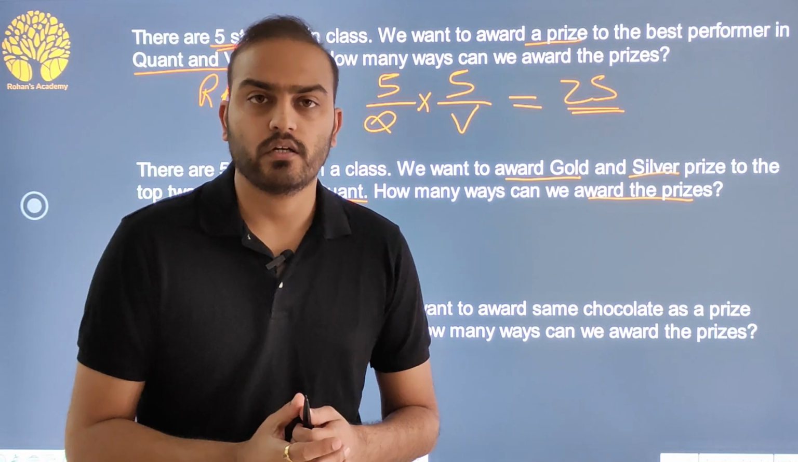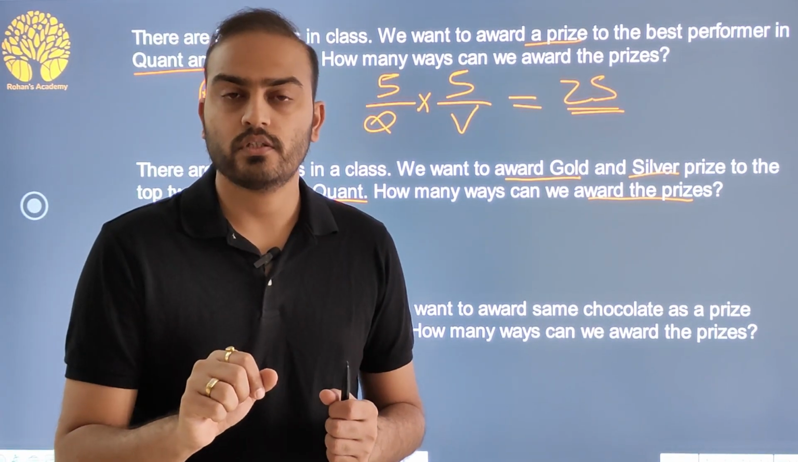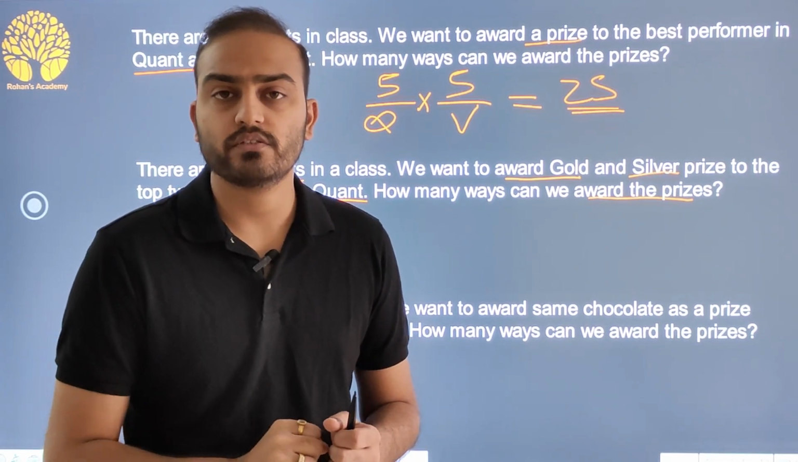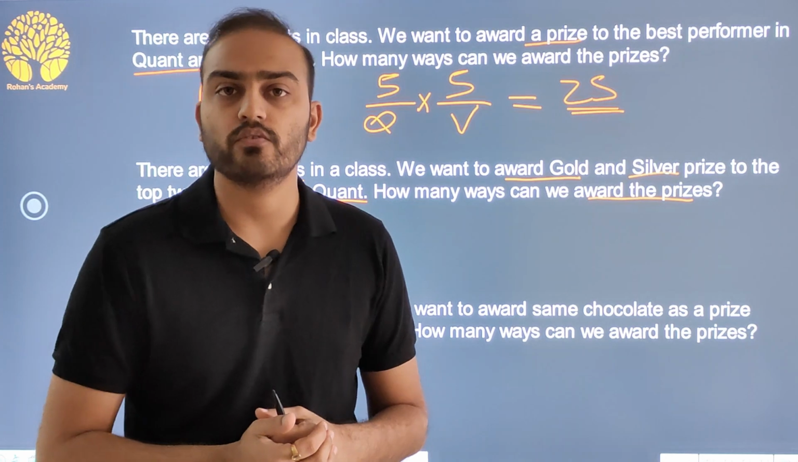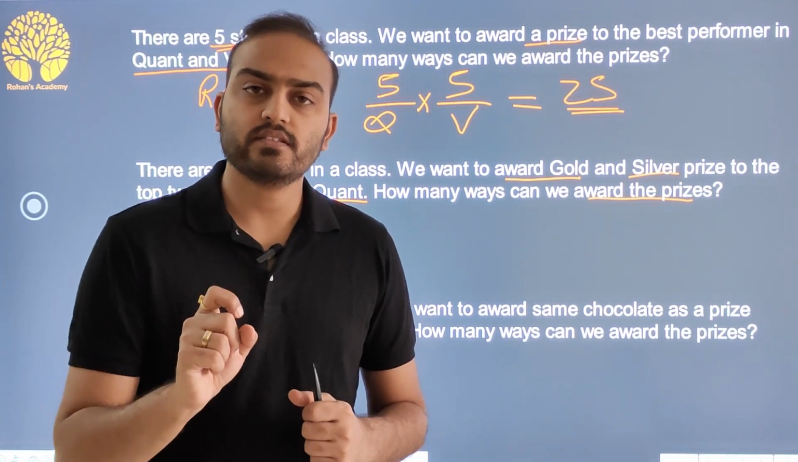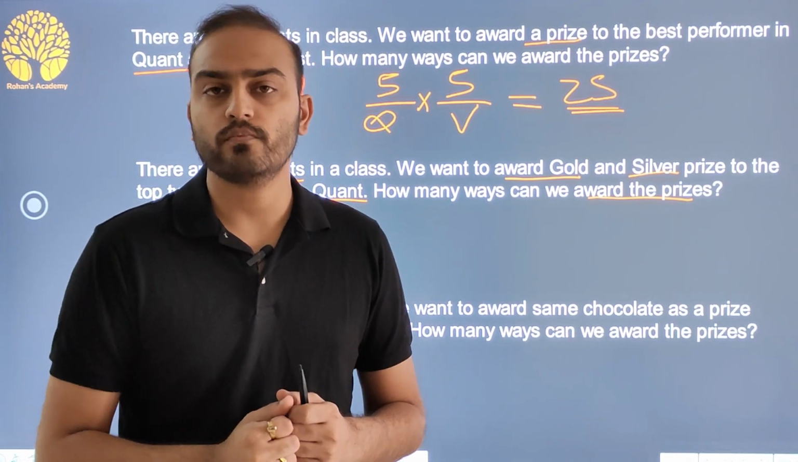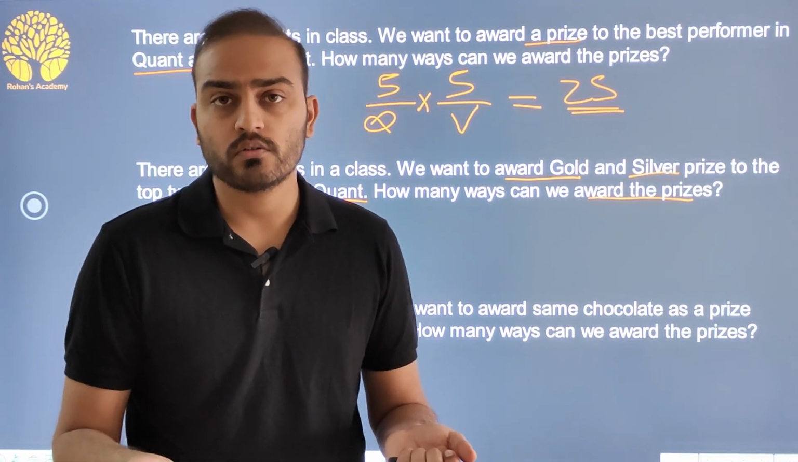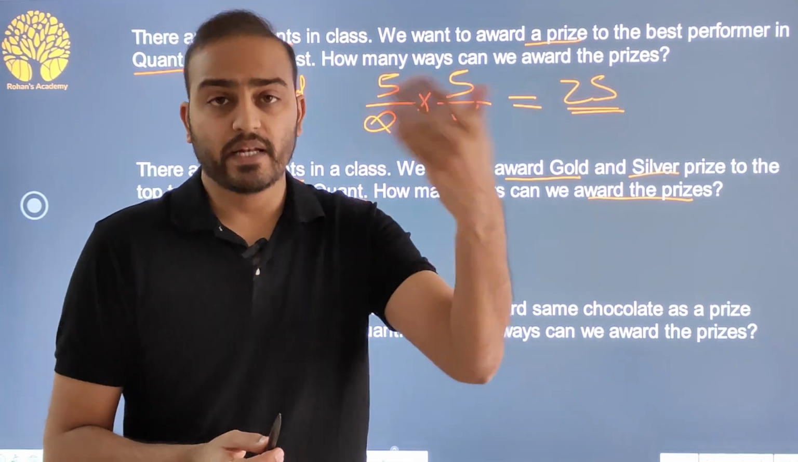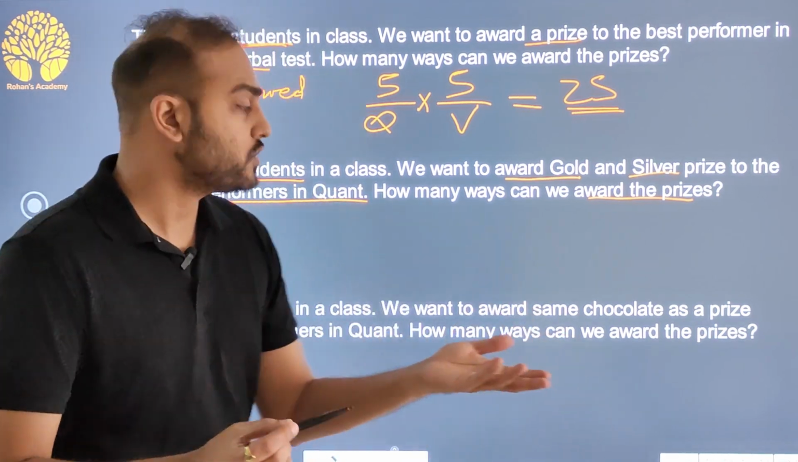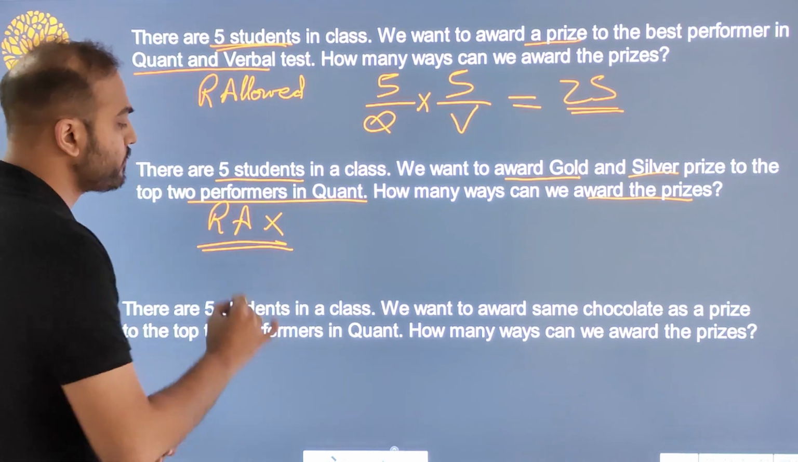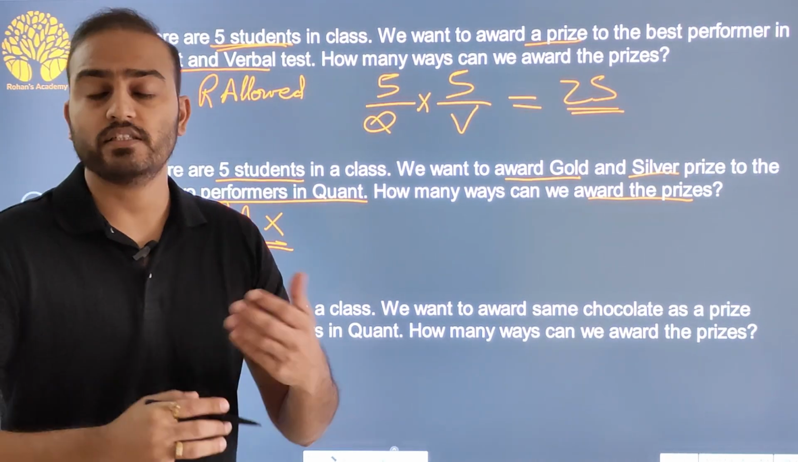Now think, 5 students in a batch, we are conducting a quant test, we will give prizes to the top 2 performers. The top one will obviously get gold, the second one will get silver. Can you as a student win both the prizes? Can you get gold and silver also? The answer is no, because if you win gold, somebody else will get silver, and if you get silver, somebody else will get gold. So here we say repetition is not allowed.